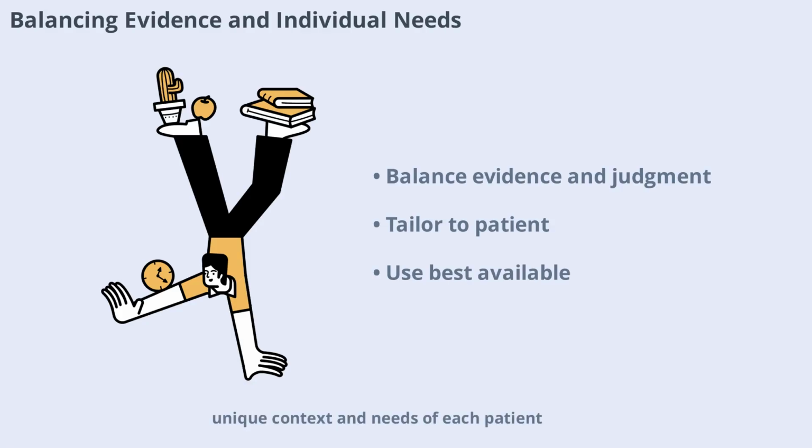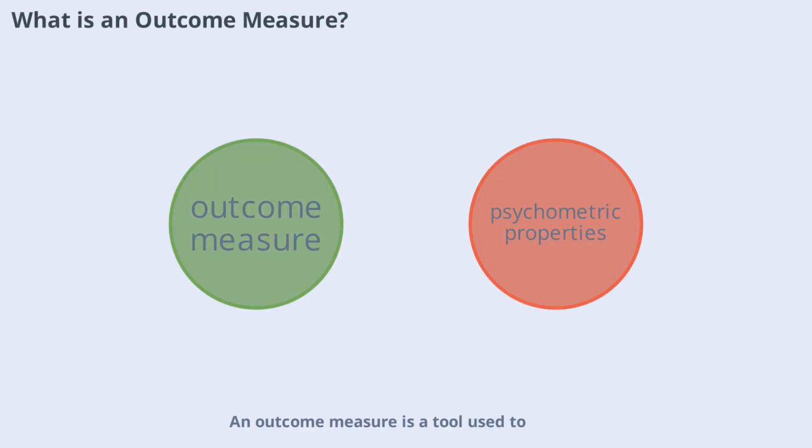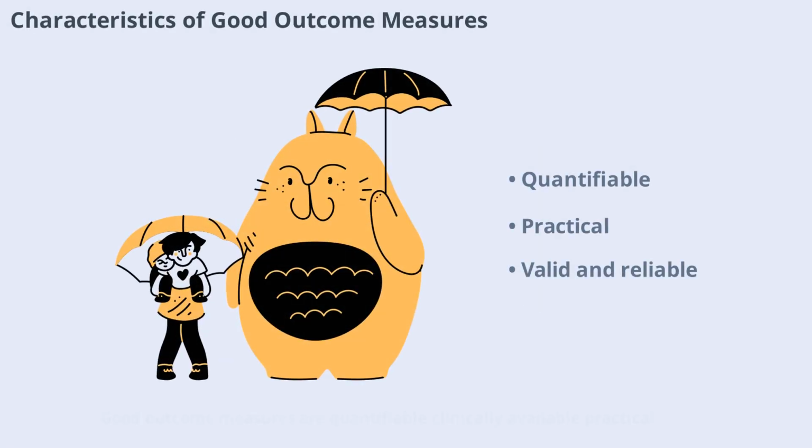An outcome measure is a tool used to assess change over time in an individual or group. It must have strong psychometric properties, meaning it's reliable, valid, and sensitive to change. Outcome measures help therapists evaluate the effectiveness of interventions and guide future treatment decisions. Good outcome measures are quantifiable, clinically available, practical, cost-effective, valid, and reliable for the population or condition being tested.